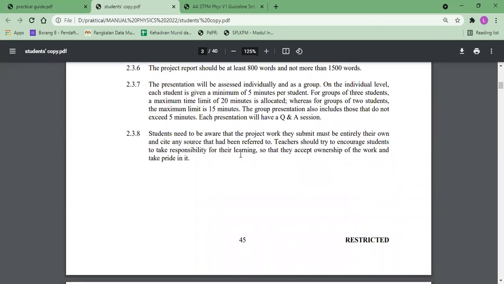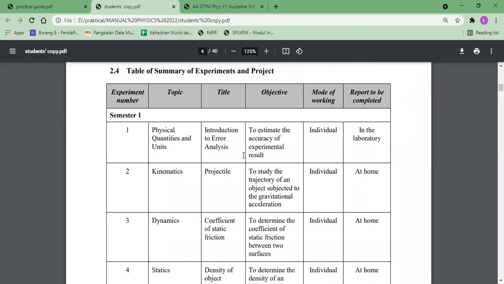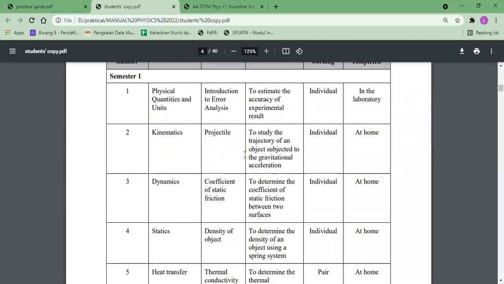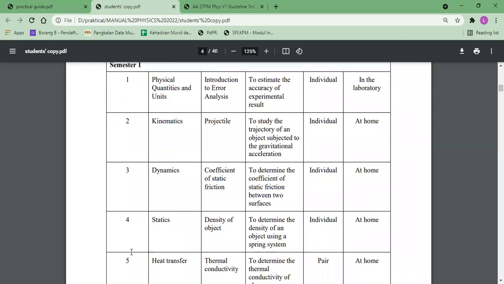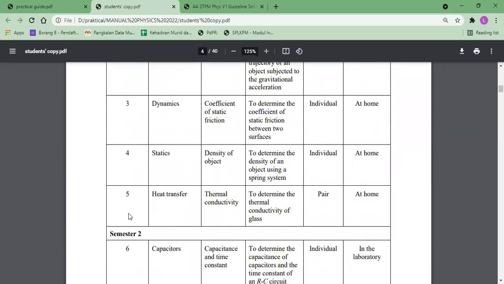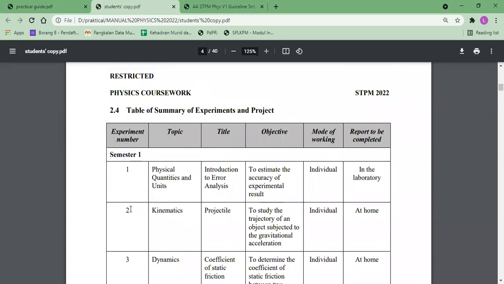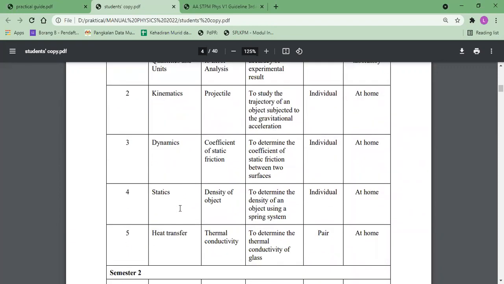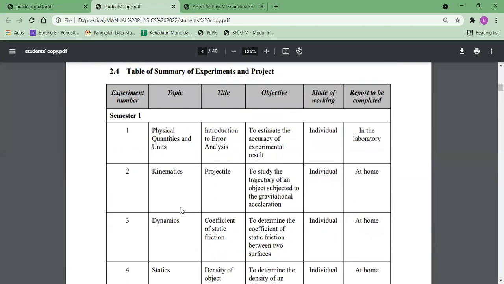Now, these are the experiments for semester 1: experiments 1, 2, 3, 4, and 5. For students who have not yet received the practical student copy, maybe you can refer. If you wish to print out, you just need to print experiments 1, 2, 3, 4, 5 only.